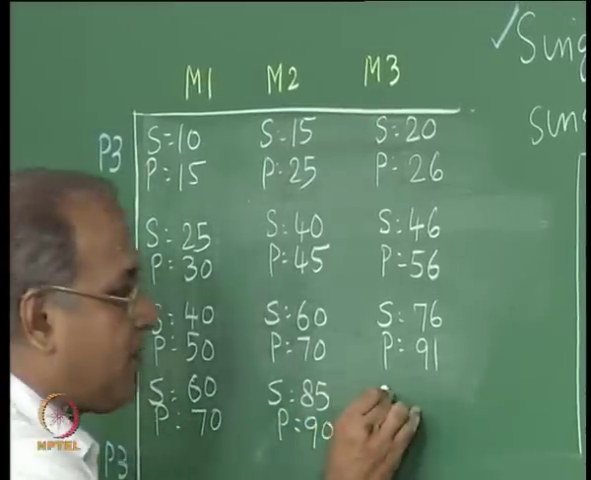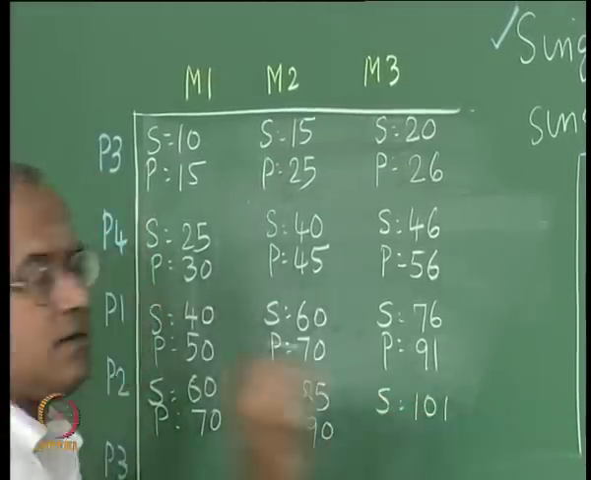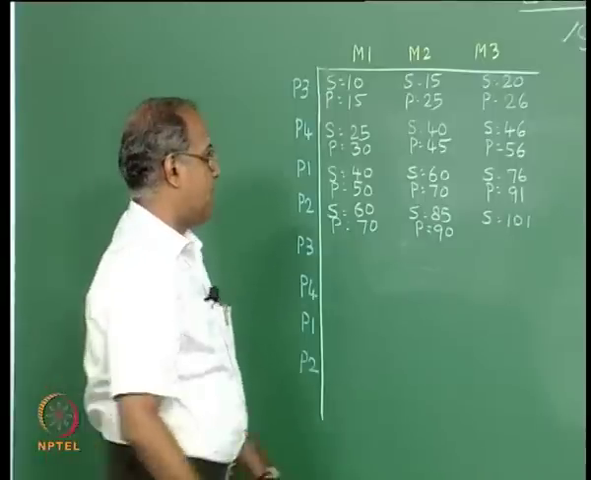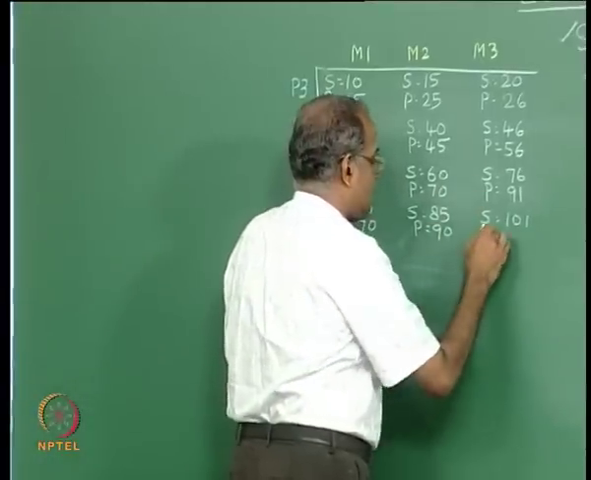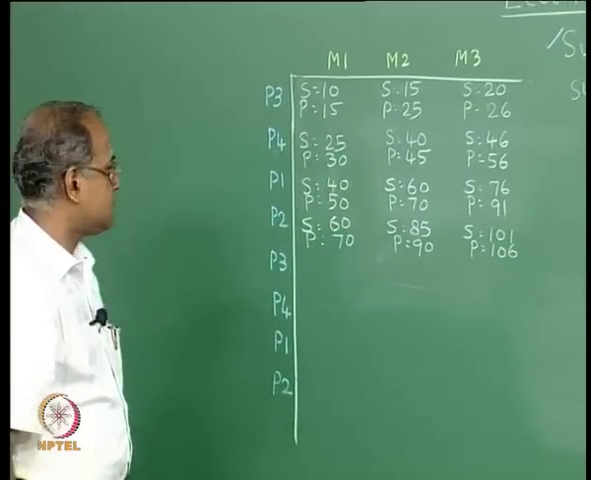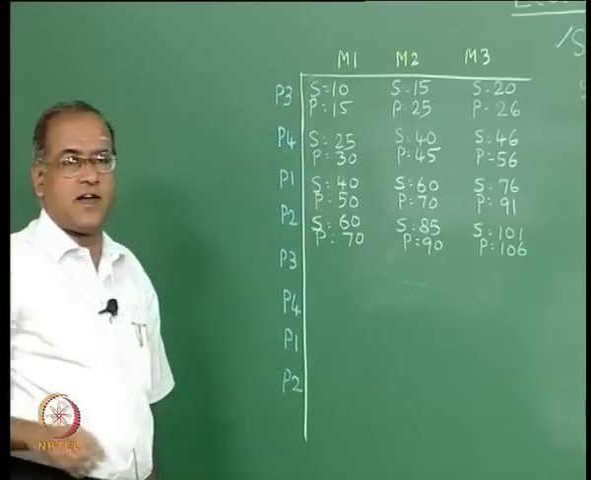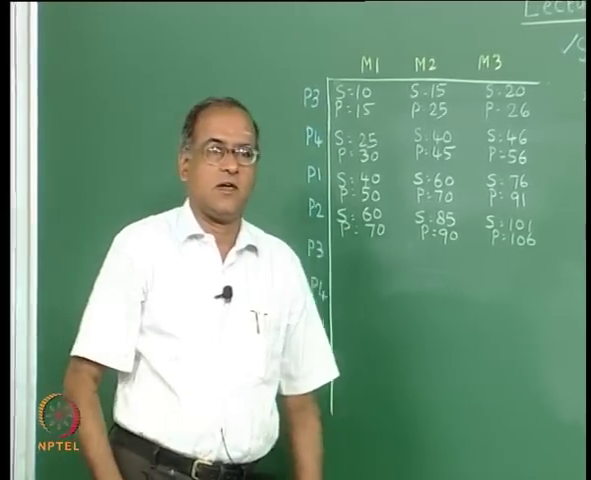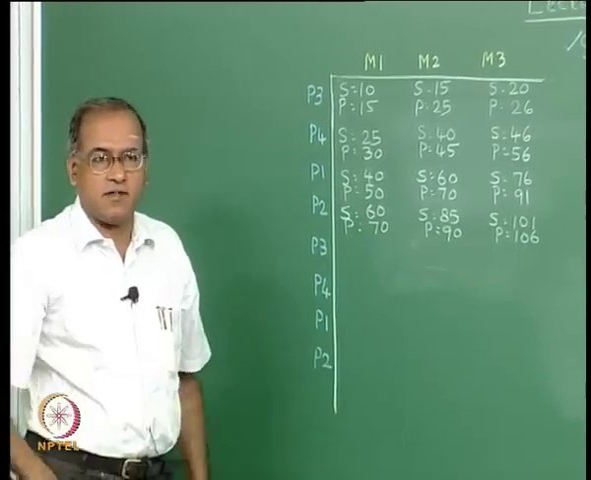So once again setup here will be over at 101 and unit processing time is 1, so processing time will be 106. Now the first cycle of 5 is over. Now we look at the second cycle of 5.